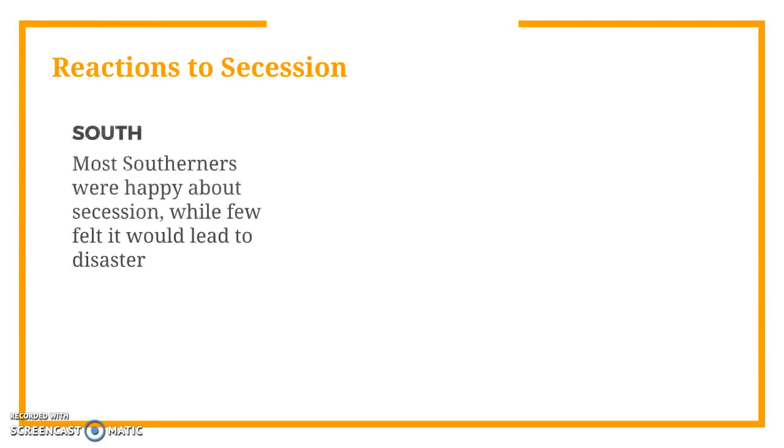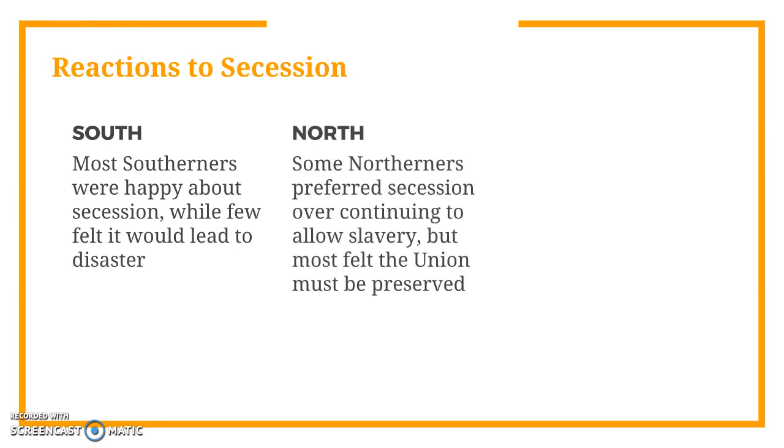Now, there were different reactions to secession across the country. In the South, most Southerners were happy about secession, while there were a few who felt that it would lead to disaster. They didn't think that they would be allowed to simply break off and form a separate country. In the North, there were a handful of Northerners who preferred secession over continuing to allow slavery because they were that dead set against it. But most people in the North felt that the most important thing was for the Union to be preserved, for all of the states of the country to remain intact.